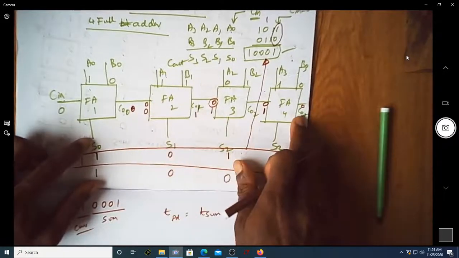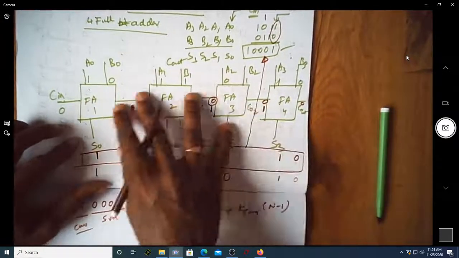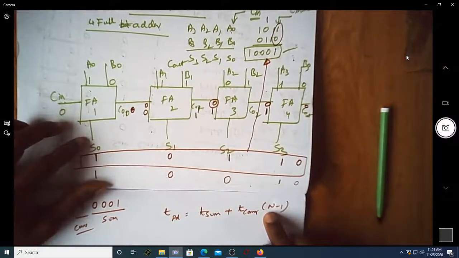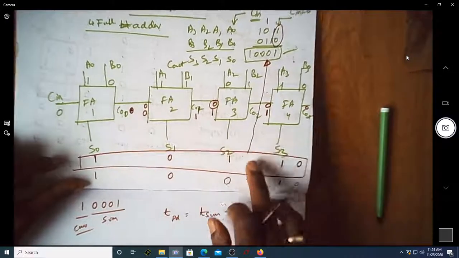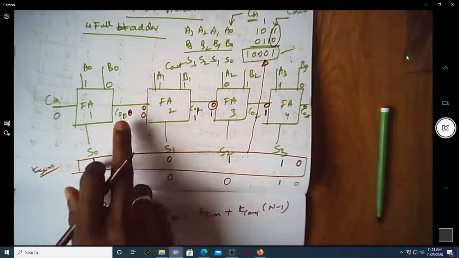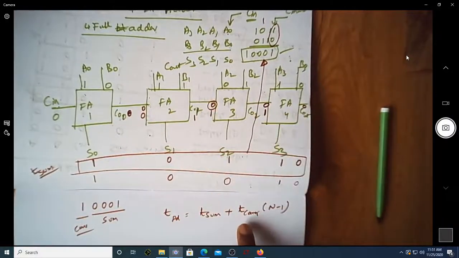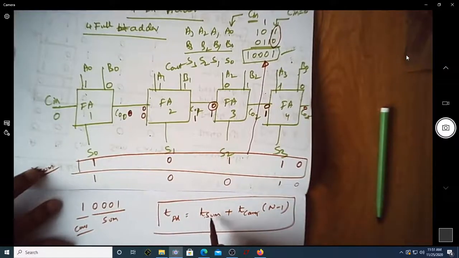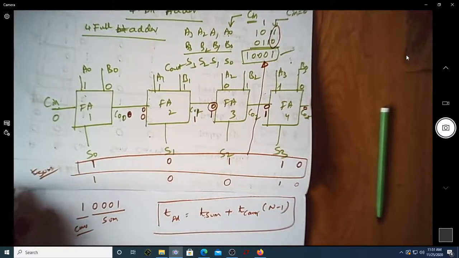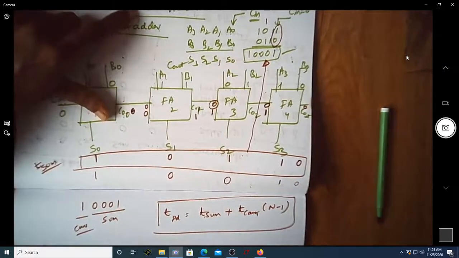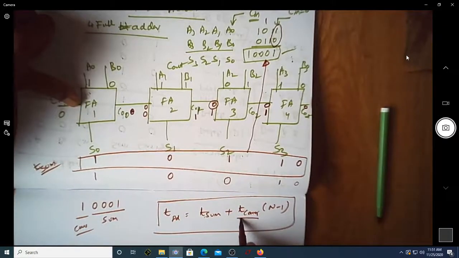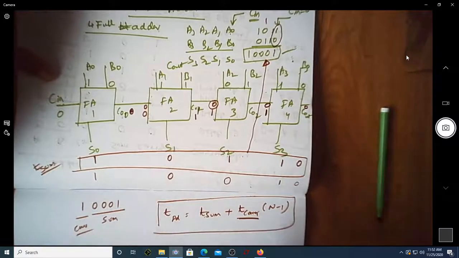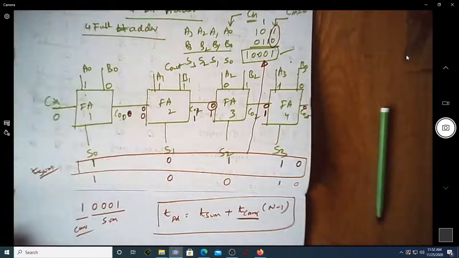Since it is 3 stages, what is the number of total bits here? This n corresponds to the number of bits, which in this case is 4. Since the carry has to propagate by 3 bits, the entire propagation delay is given by t sum plus t carry times n minus 1. The overall bottleneck of this 4-bit adder is the time taken by the carry to propagate from one stage to another.